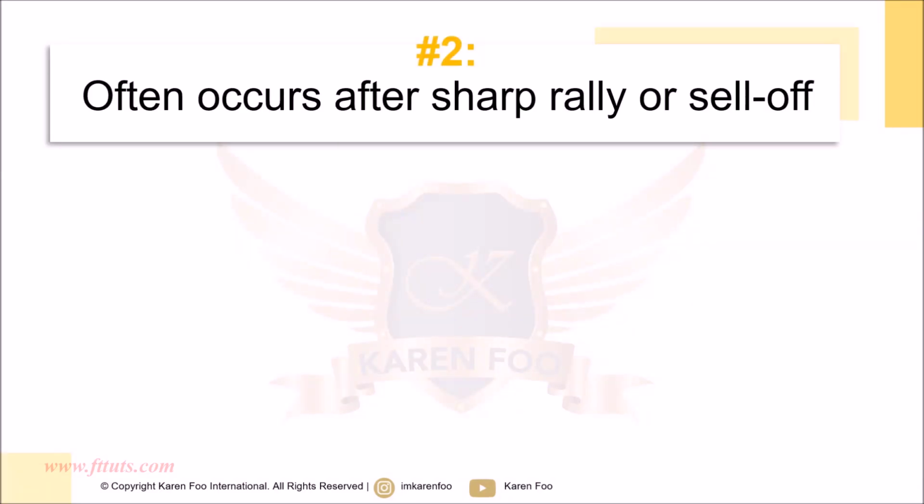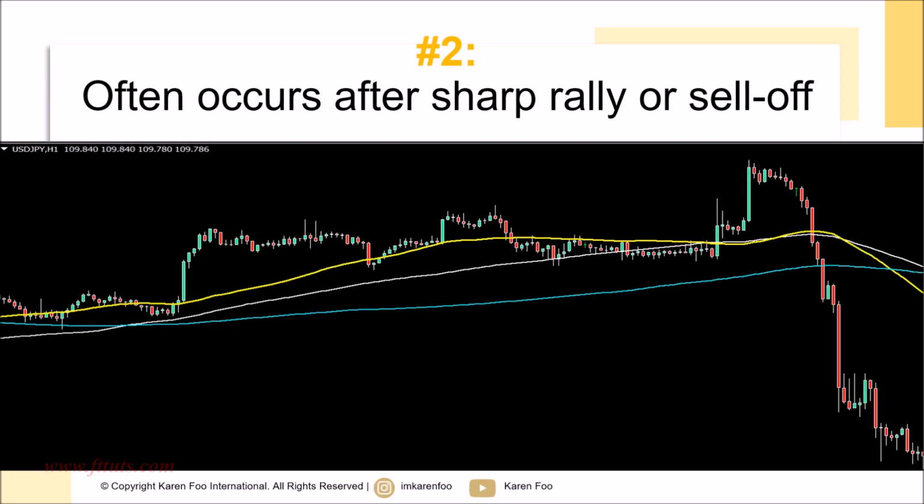Number 2, reversal often occurs after a sharp rally or sell-off. Now this is one of the clues that you are trading at the end of the trend, because normally at the end of the trend you will see a very sharp spike in price upwards or a sharp sell-off, meaning that you see a big large bearish candle. So for example, this is a big candle over here at the end of the uptrend.